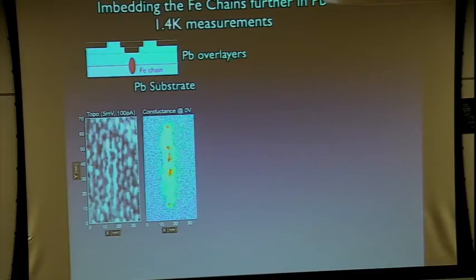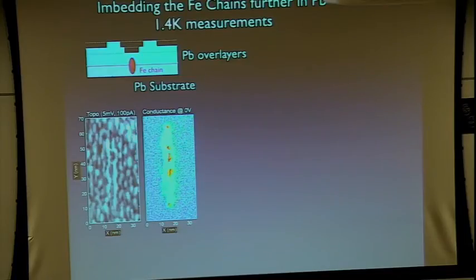So the Shiba states, in these measurements, you also see that as you go to higher energies, the states leak more into the superconductor. So they're not just localized on the chain, you can even see more of them on the side of the chain. So we see features like that.